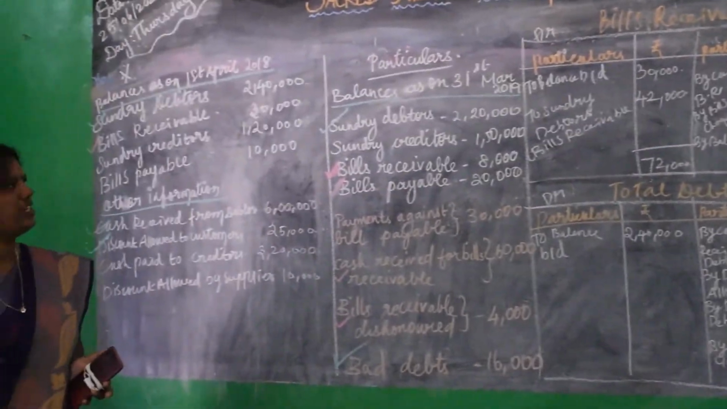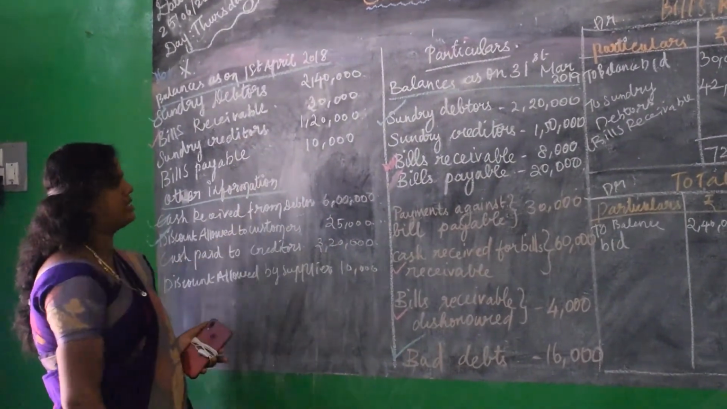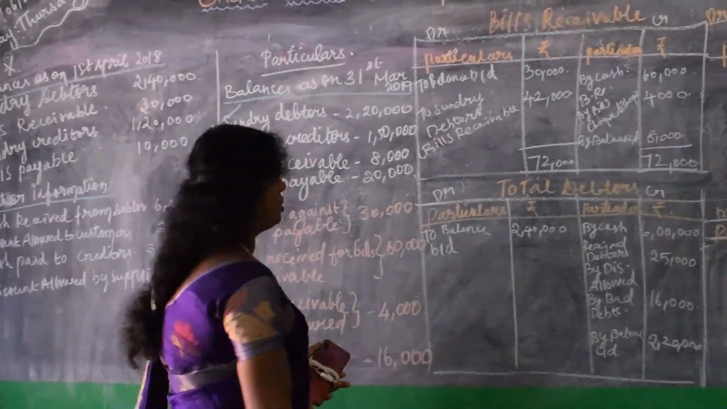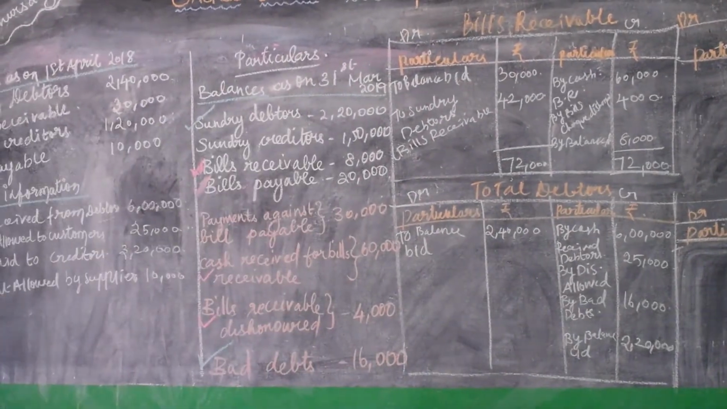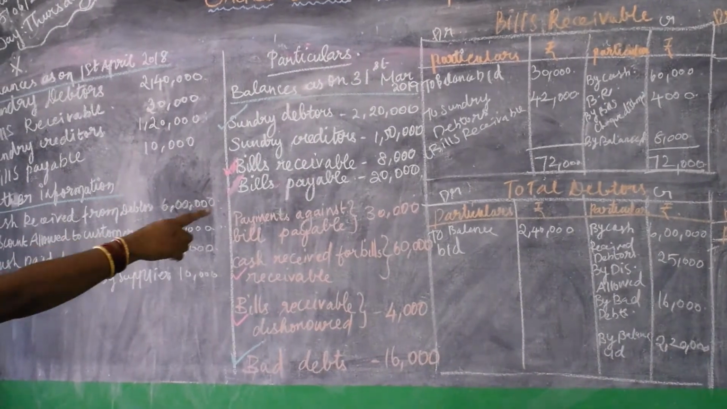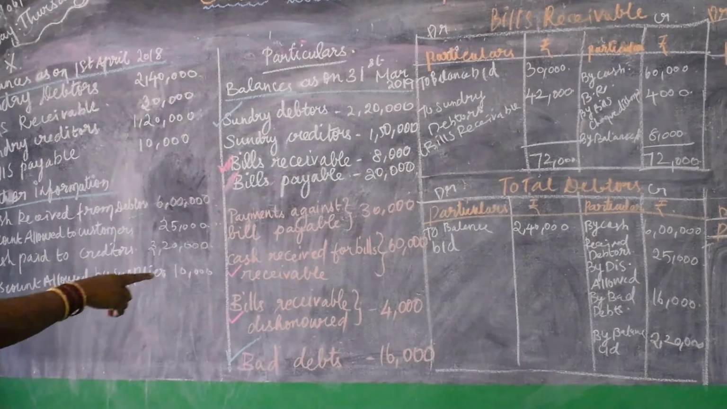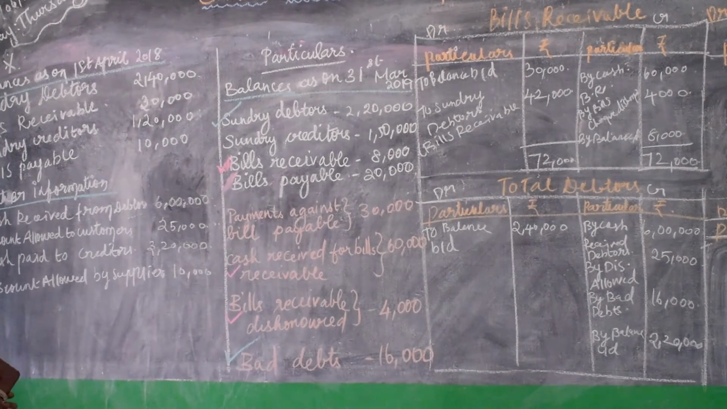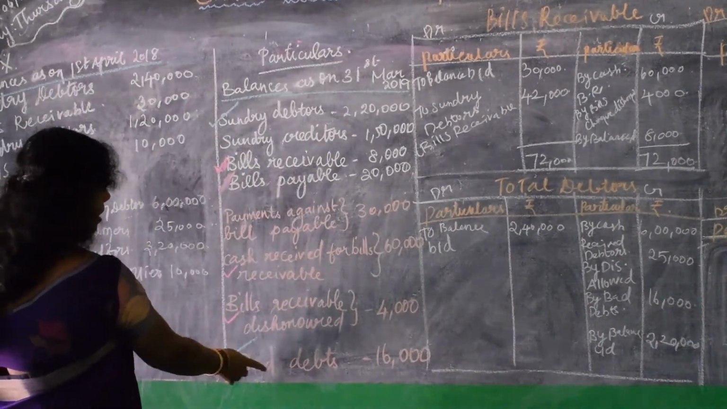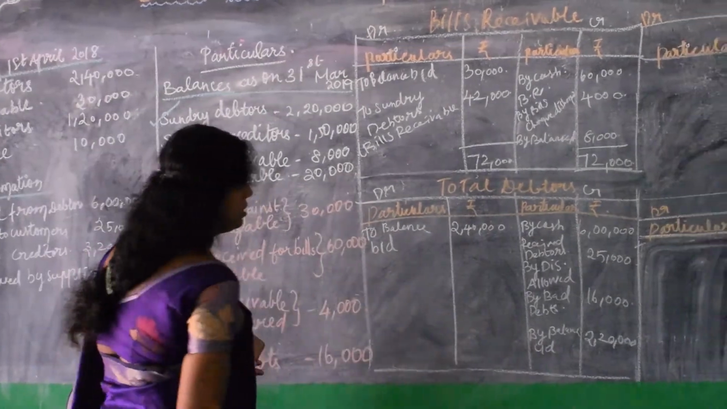Wait for a minute and check whether you have written all the transactions which are connected with the total debitors. Check it out. Sundry debitors opening balance we have written. Cash received from the debitors we have written, 6 lakh. Discount allowed to the customers 25,000 we have written. Closing balance of the sundry debitors is 2,20,000 and the bad debts 16,000 we have written.